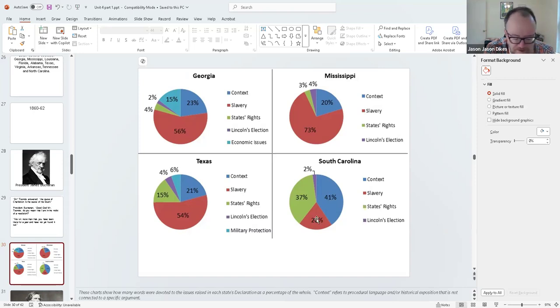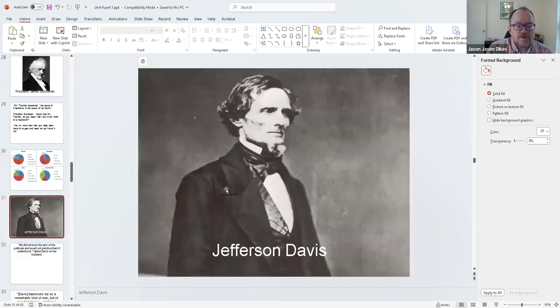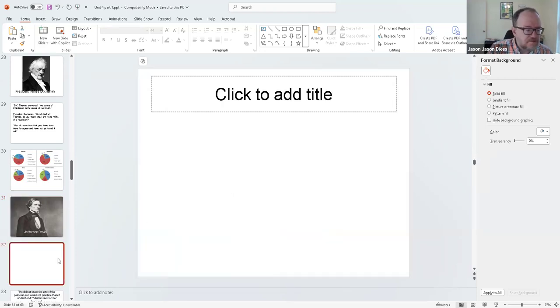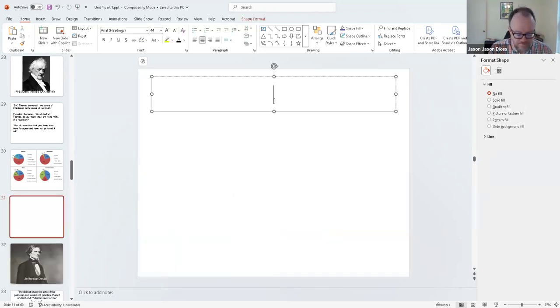Now, the states that seceded wanted to get a government up and running before Lincoln took office. And so the Confederate States of America will form very, very quickly. They'll form a constitution and elect a president and do all those other things. Their constitution is very similar to the U.S. Constitution. If you read them, they're nearly identical side by side. There are a few changes.